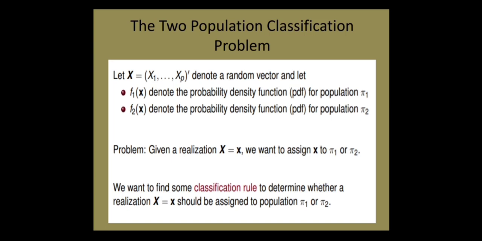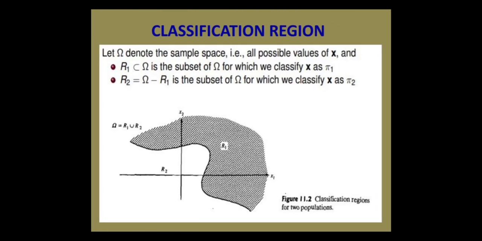So given a realization of X, we have several variables. We want to assign this X, this observation, to which region, which population, which region. X belongs to pi 1 or pi 2. We want to find some classification rule to determine whether a realization of X should be assigned to population 1 or population 2.